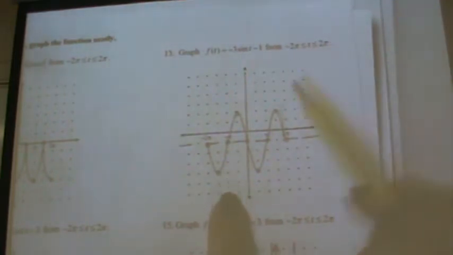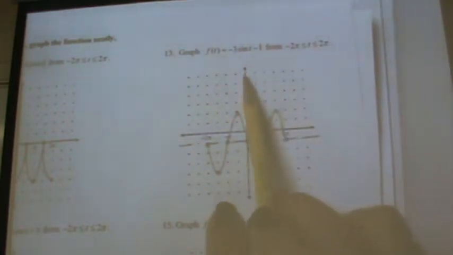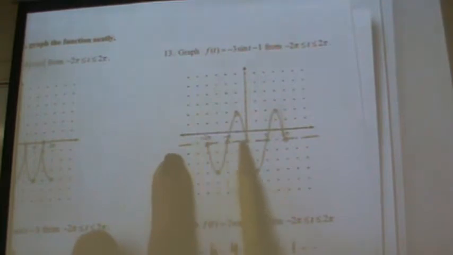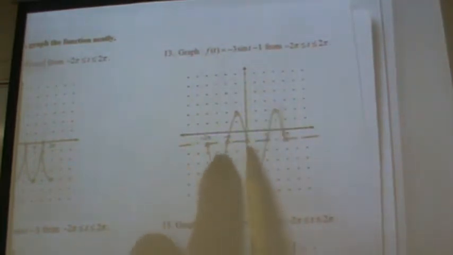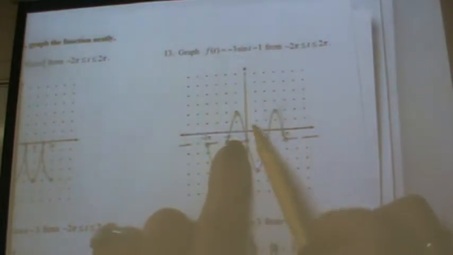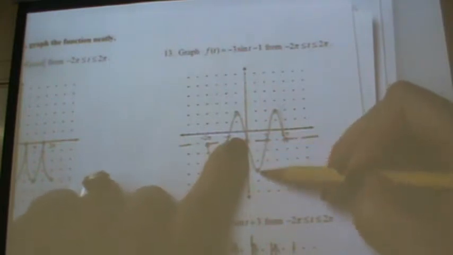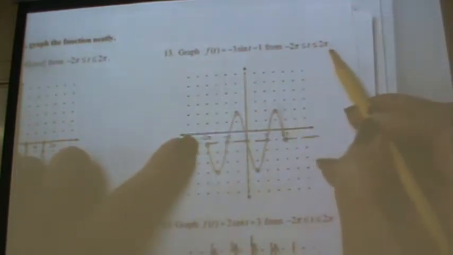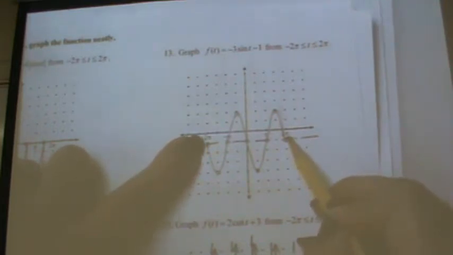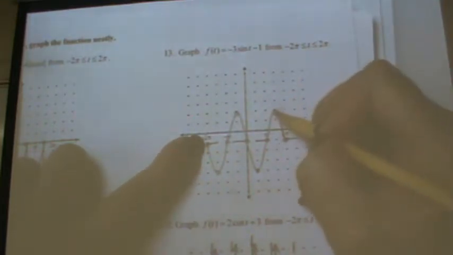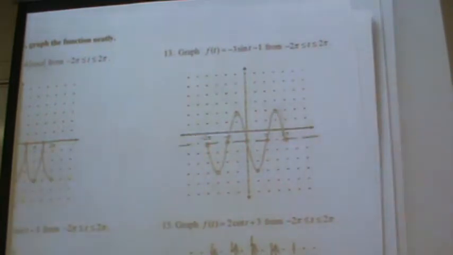Here's number 13. You have your new x-axis at -1, dot, dot, dot, dot, dot at -1. And it starts on, but it's a -3 amplitude. So it's going to go on, below, on, above, on. And she wants from -2 pi to 2 pi, so that's what you should have graphed. Remember, your amplitude is how high off the x-axis you are. Questions?